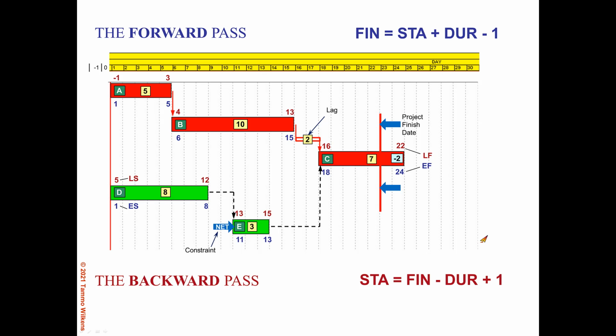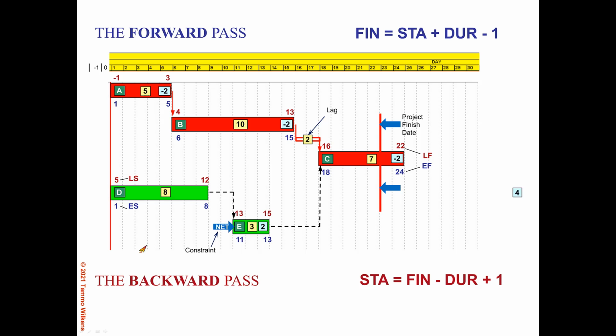So if we look at the float now, you notice for activity C, it's the same formula for float, late minus early. So we have 22 minus 24, and we have 2 days of negative float. And for activity B, the same thing. We have 2 days of negative float. 13 minus 15, and we have minus 2 days for activity A. For activity E, we have 2 days of float, the late date of 15 minus 13.